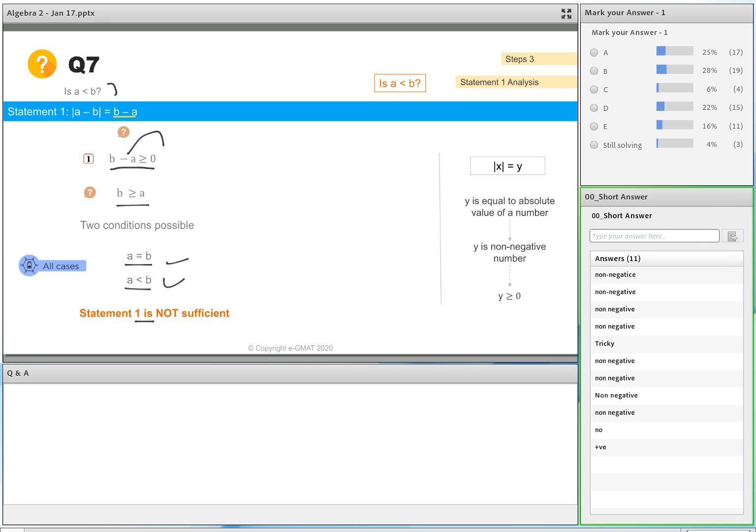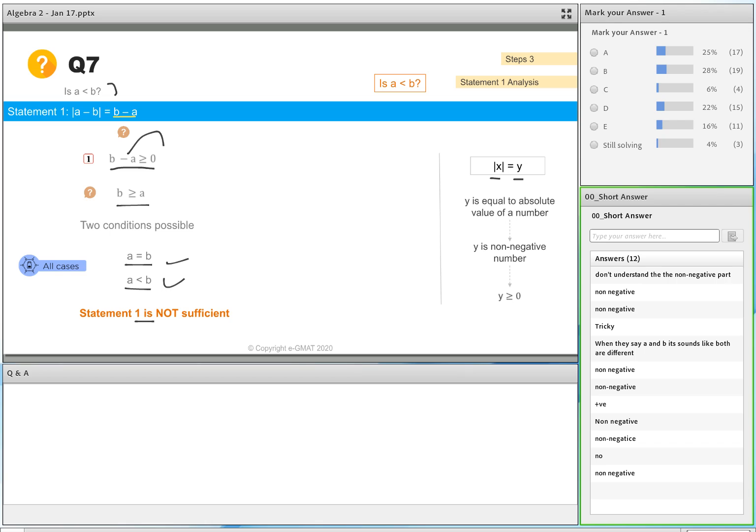Now, what was it that we did in this question? We just assumed that if mod of x is some number, we have to understand that this number y over here has to be a non-negative number. It either has to be 0 or it has to be greater than 0, right? So that's something that we have to keep in mind.